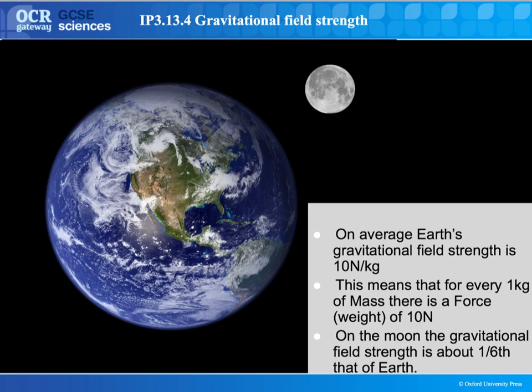So because it's all linked to mass, there are differences on different bodies as to what the force of gravity is. On Earth, as I said previously, it's roughly 10 newtons per kilogram, whereas on the Moon here, it's about a sixth of that. That would be about 1.6 newtons per kilogram.